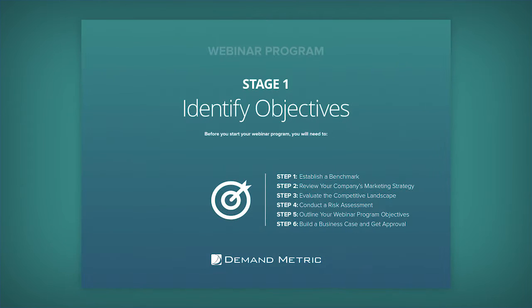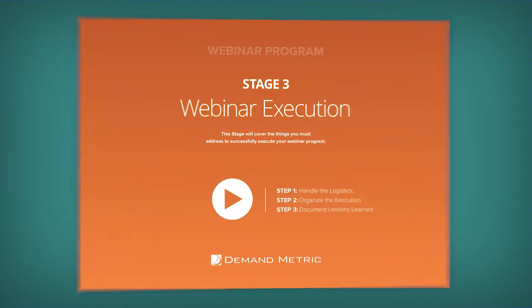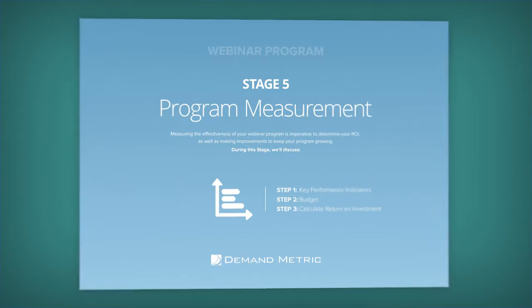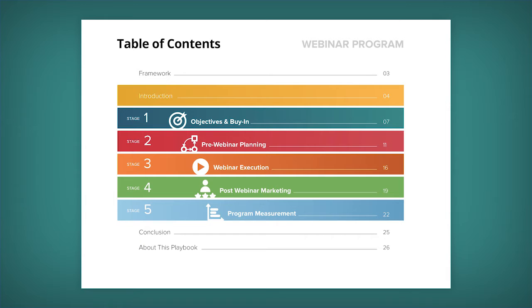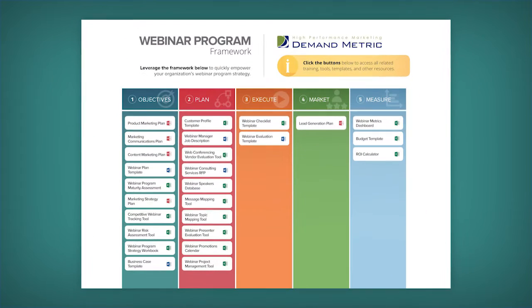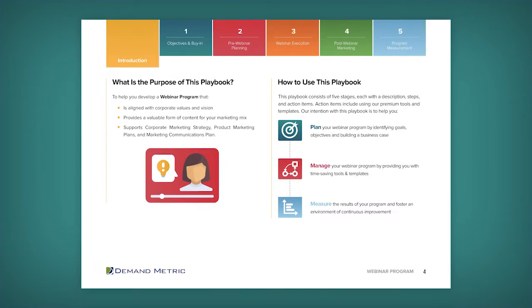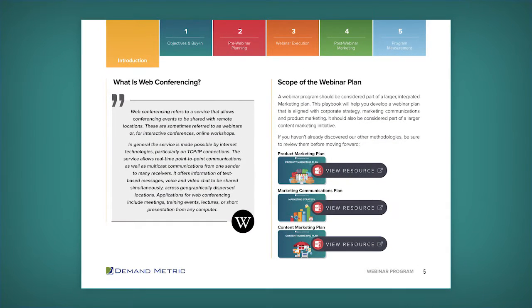Use this step-by-step playbook instead of premium tools and templates to create a comprehensive webinar program. Each playbook begins with a table of contents and a framework for quick reference to the tools and templates highlighted throughout this step-by-step guide. Our playbooks are filled with links to our practical modern marketing tools, templates, and training, which are organized stage by stage, step by step.